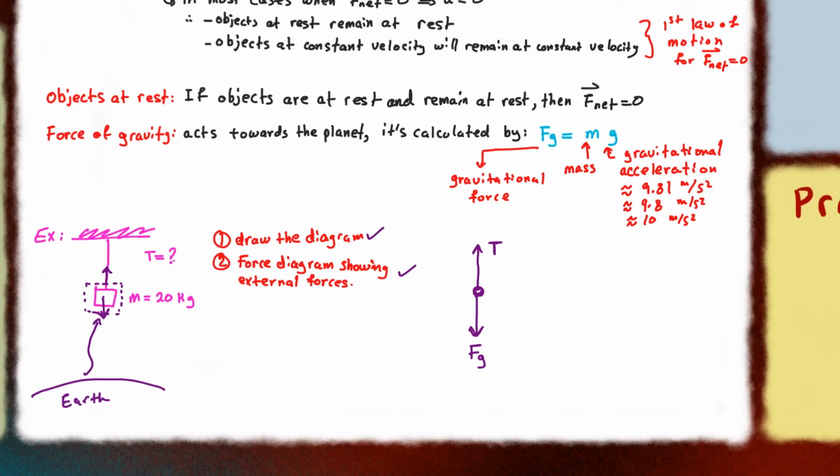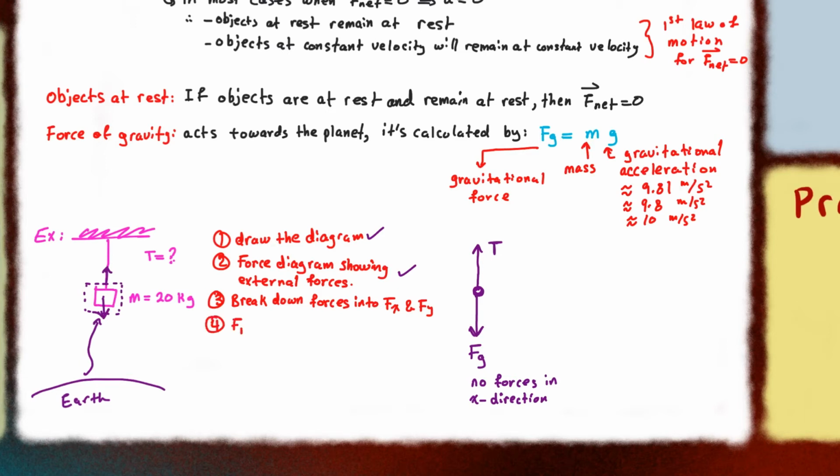Since the box is not interacting with any other forces, those are our only two forces, and then we're going to go to our step 3, which is breaking down the forces into the x and y components, or horizontal and vertical components. In this particular case, we have no force acting in the x or horizontal direction, so our forces are only in the y direction.